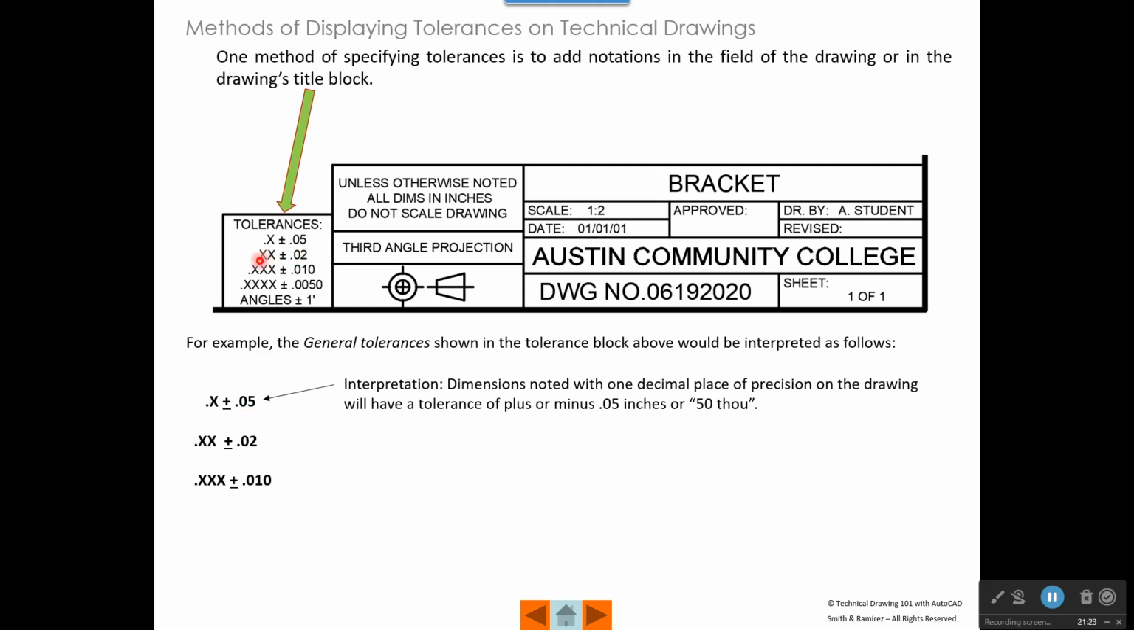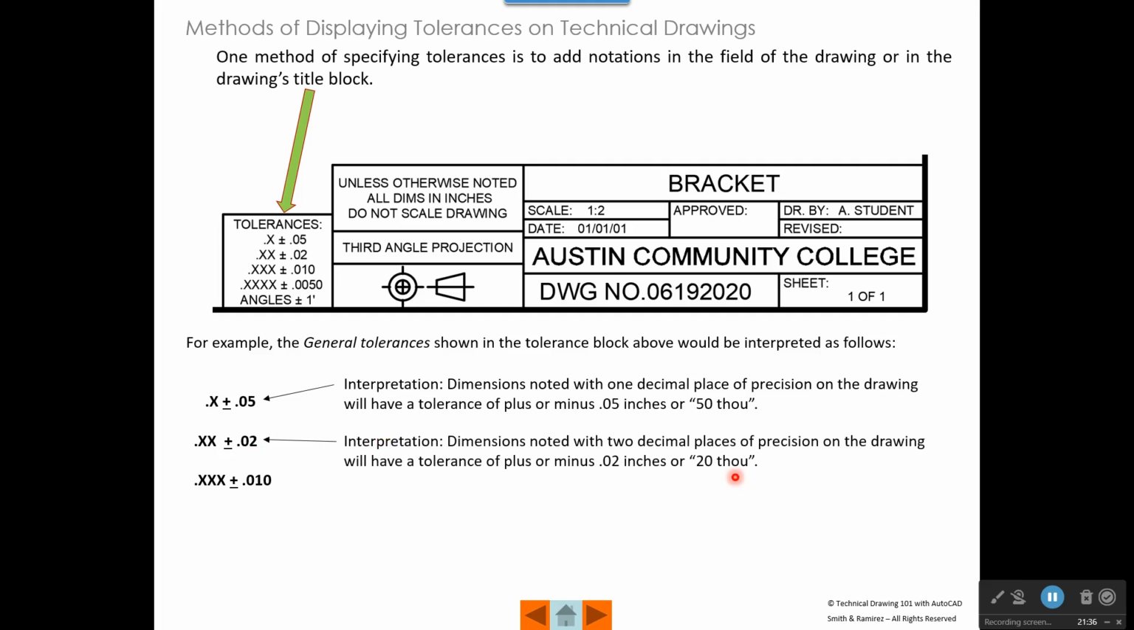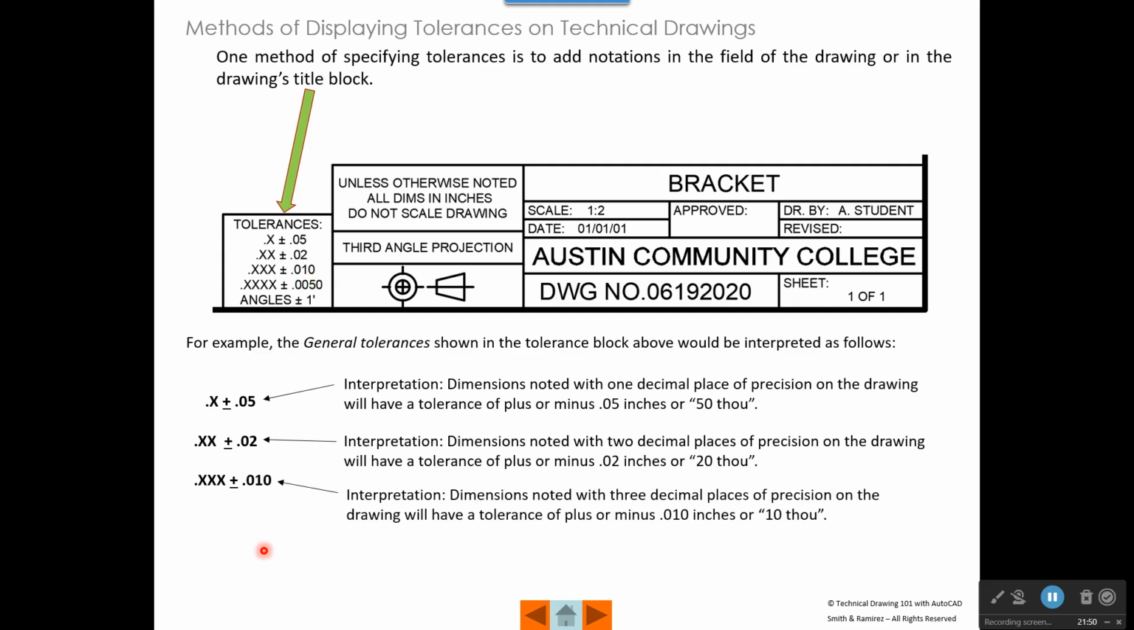Any dimension on this drawing that's taken to 2 decimal places of precision could have a tolerance of plus or minus 0.02 inches, 2/100ths of an inch, which a machinist might refer to as 20 thou. Any dimension on the drawing that's taken to 3 decimal places has a tolerance of plus or minus 0.010, 10,000th of an inch. All right? So this is a good way to add tolerances to a drawing.